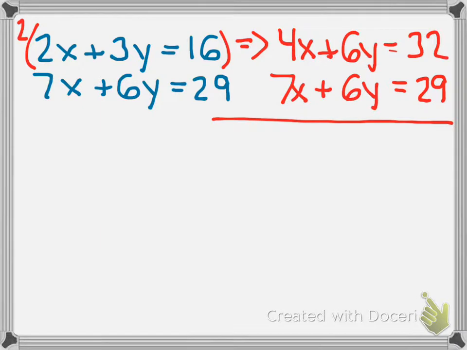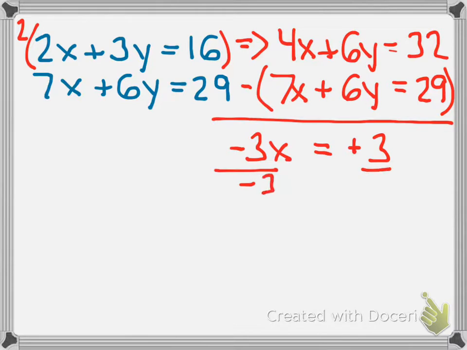So I'm going to do just that. I'm going to subtract the second equation from the first. 4x minus 7x, that's negative 3x. 6y minus 6y is 0. And 32 minus 29 is positive 3. Well, that's all set to go. I divide both sides by negative 3, and I have x equals negative 1.